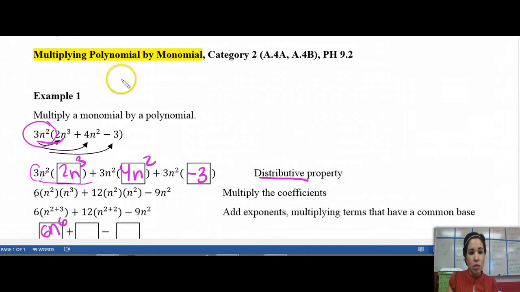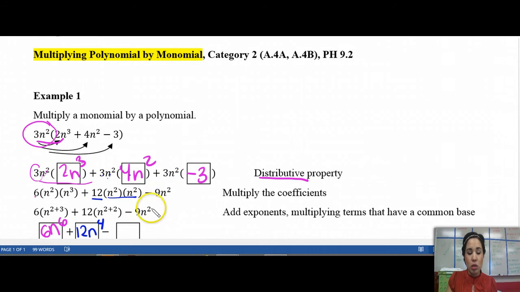Now let's do the second one. In the second one we have 3n squared times 4n squared. So 3 times 4 gives you 12. N squared times n squared: again, going back to exponent rules, we add the exponents. 2 plus 2 gives me 4, so it's n to the 4th power. So this would be 12n to the 4th power.